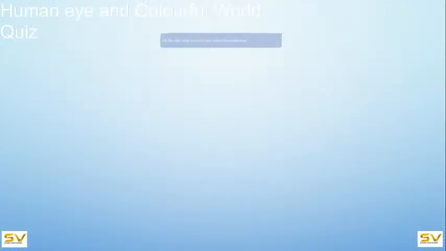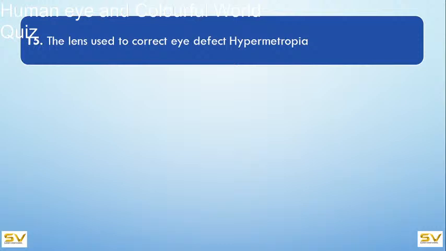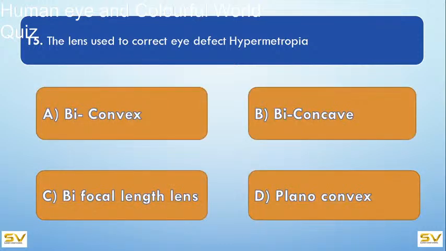Now coming to the 15th question. The lens used to correct eye defect hypermetropia. So you already answered myopia, so definitely you will answer for this. The lens used to correct eye defect hypermetropia. Is it biconvex, biconcave, bifocal lens, plano-convex?